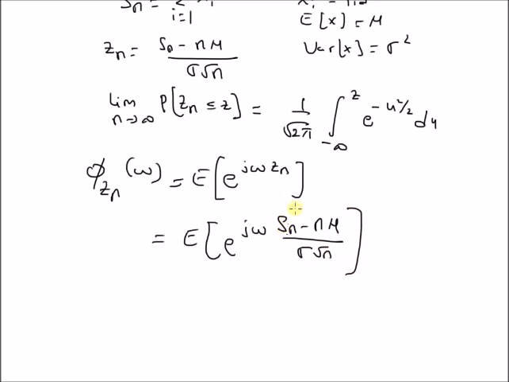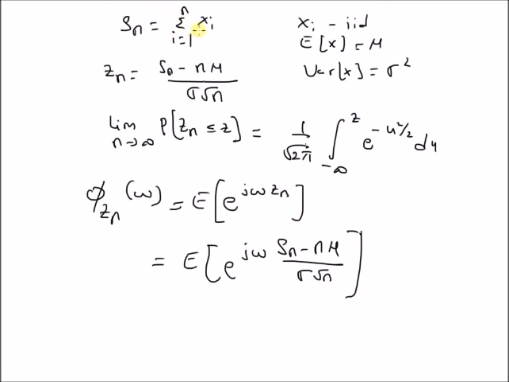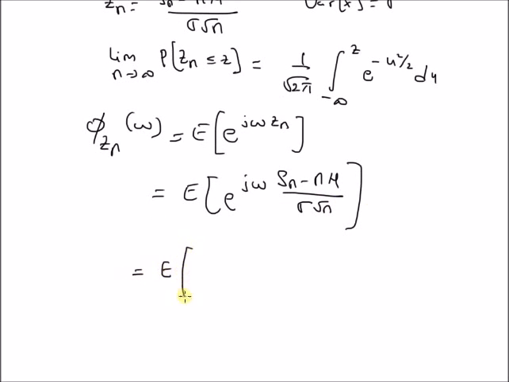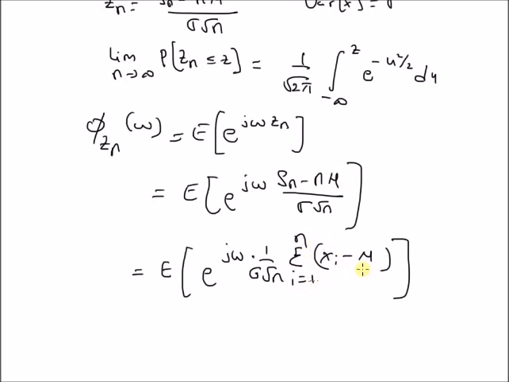And now using Sn is equal to the sum of n independent random variables, that is summation i equal to 1 to n of Xi, we have the expectation of e power j omega times 1 by sigma times square root of n, summation i equal to 1 to n of (Xi minus mu). And this is true because n mu is equal to the summation of i equal to 1 to n of mu.